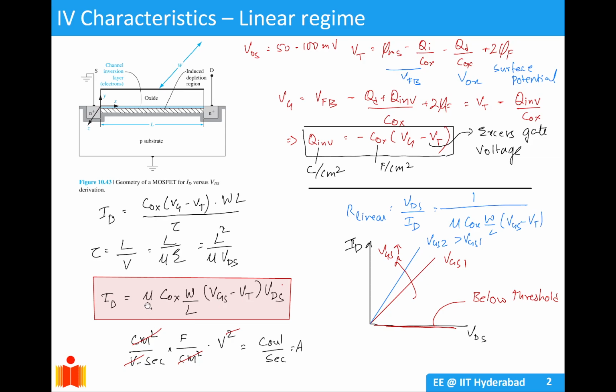And if we do dimensional analysis here, we find that the answer indeed comes out in amperes, so the dimensionality checks out. And if you calculate the resistance for this, that is VDS by ID, it will come out to 1 upon mu Cox W by L (VGS minus VT). So you can see, as you increase VG, your R will reduce, and hence you will have a higher slope in ID-VD.